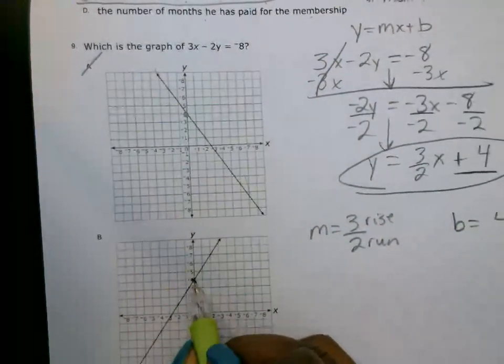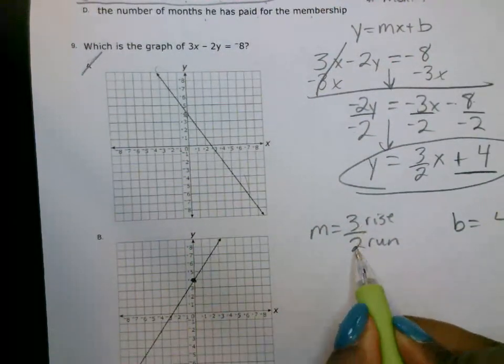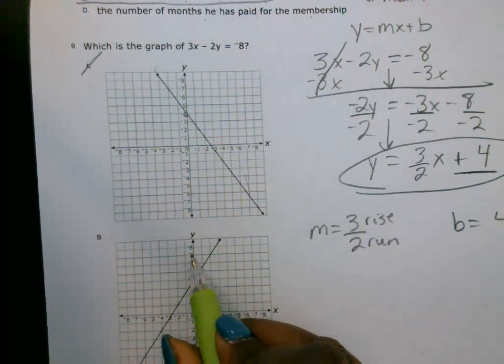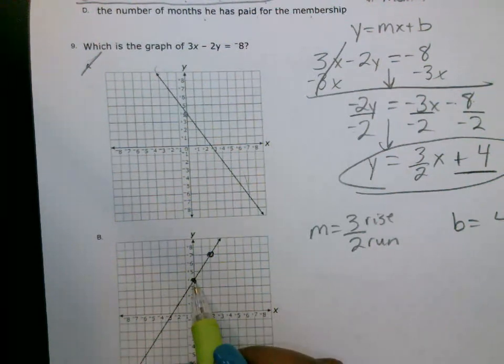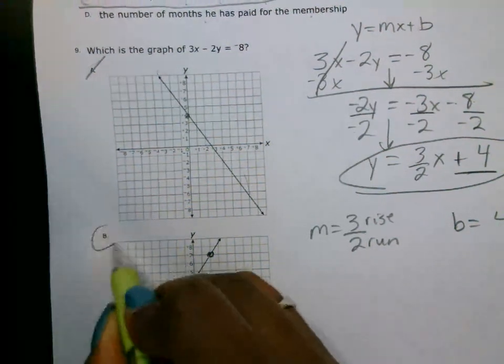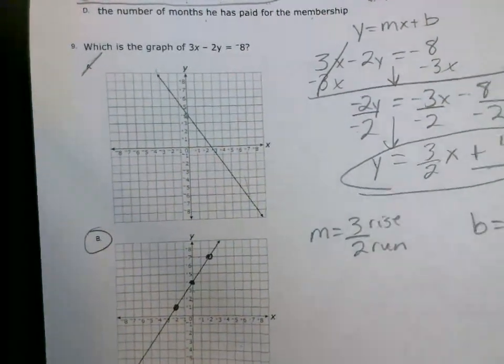It starts at 4. This is my y-intercept, and I'm going to go up 3, 1, 2, 3, and over 1, 2. Yay! Okay, I'm going to go down 1, 2, 3, over 1, 2. Here we go. B works. B is the correct answer there.